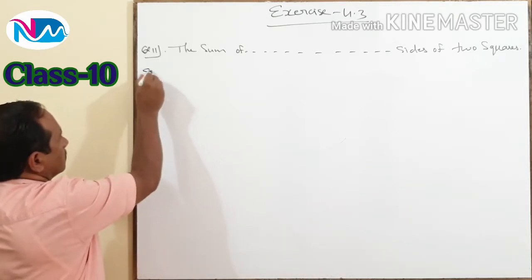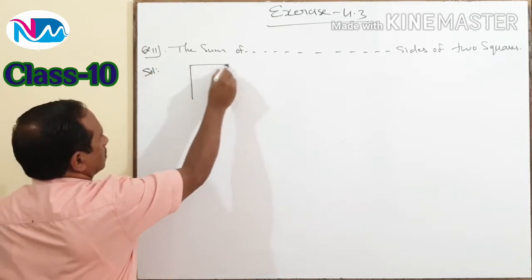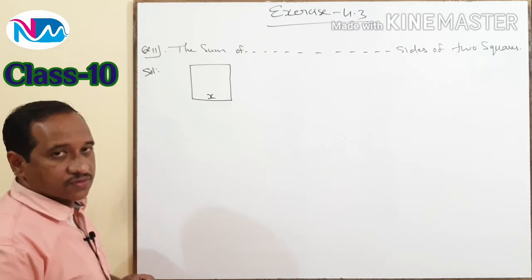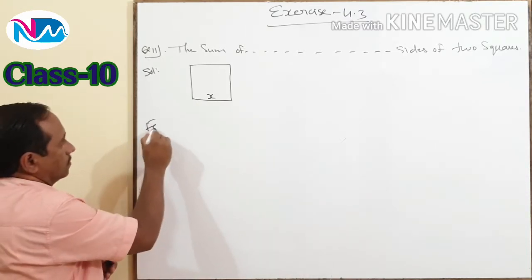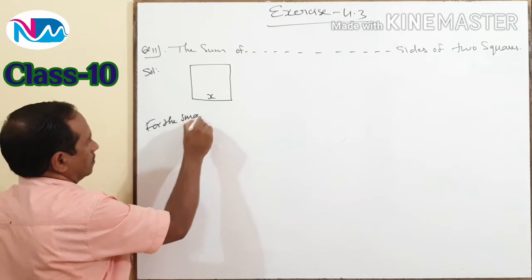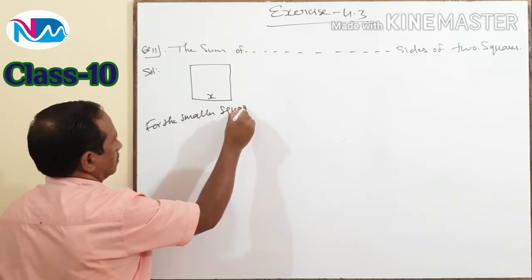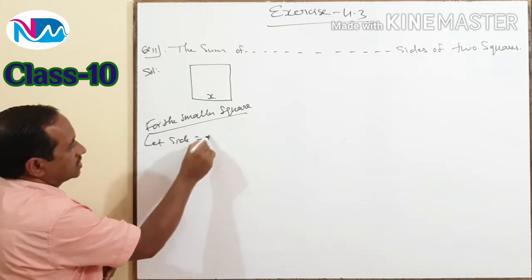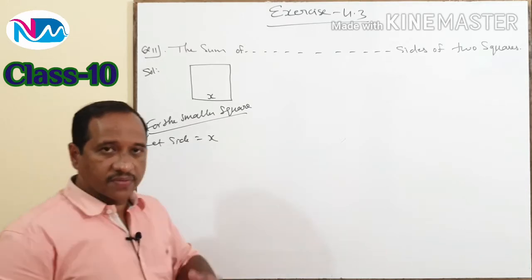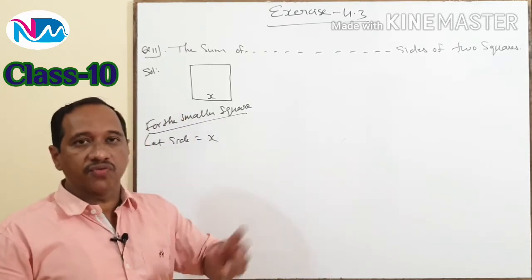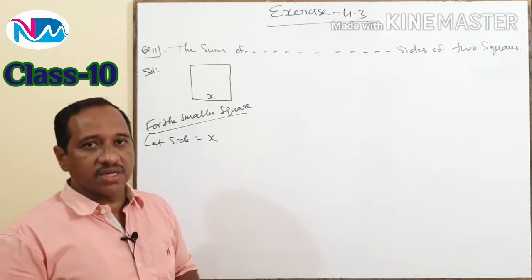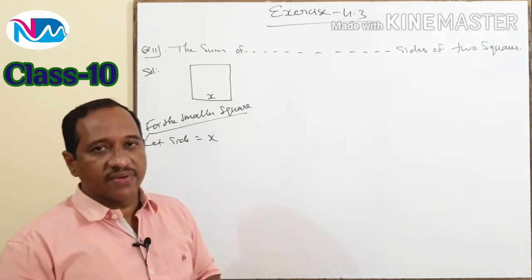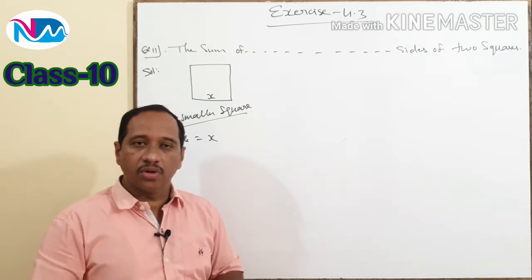So here, for the smaller square, let the side be x. The relation between the two squares is given in two different ways. One is the sum of their areas is 468 meters square. Second, the difference between their perimeters is 24 meter.